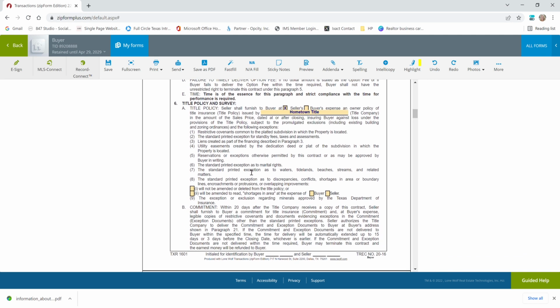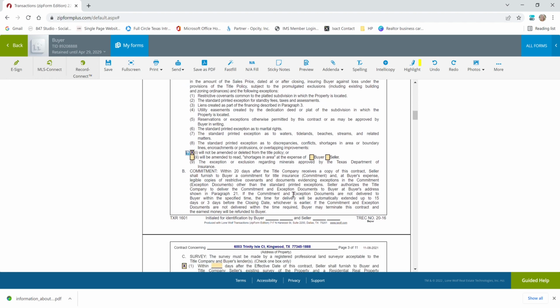On here, this is basically talking about reservations, exemptions, and number 8, 1 and 2 says the standard printed exception as to discrepancies, conflicts, shortages in the area or boundary lines, encroachment, protrusions, or overlapping improvements. You can choose will not be amended or deleted from the title policy, or it will read shortages in the area at the expense of buyer or seller. I usually mark 8.1, but if you don't want to do that, you need to explain to your clients exactly what this means. And if you need help on that, I can further explain later.